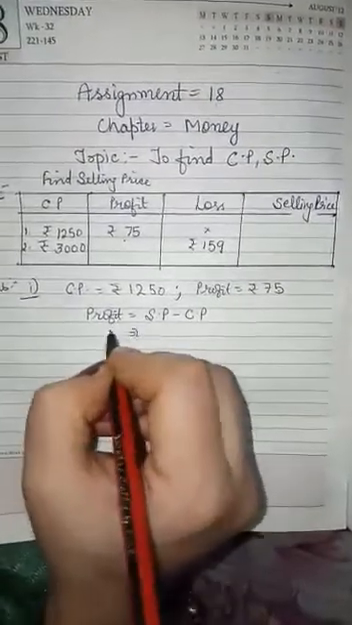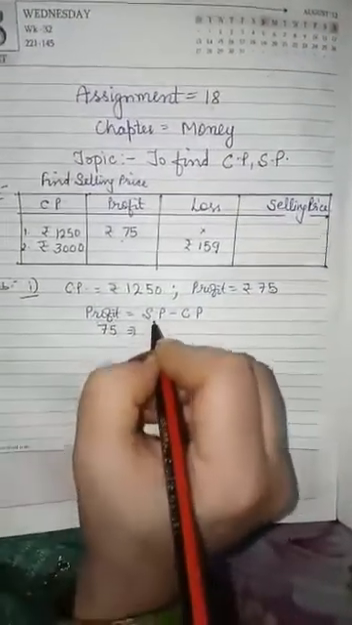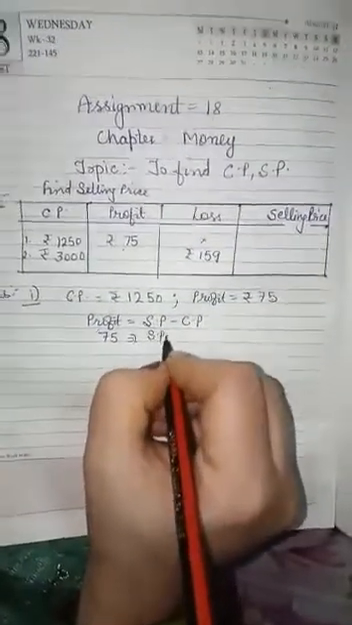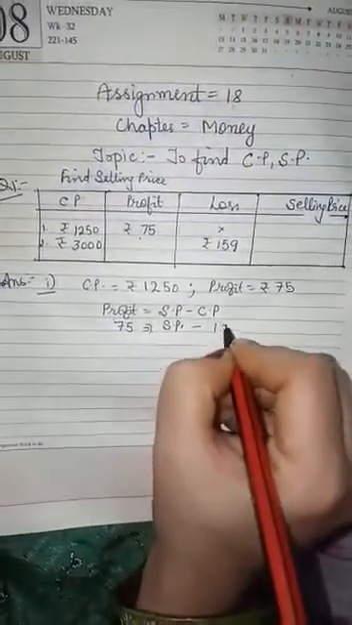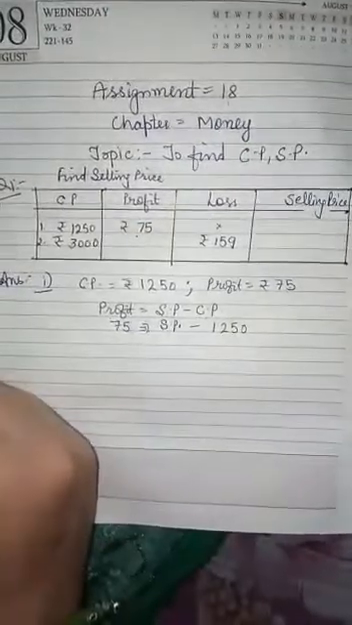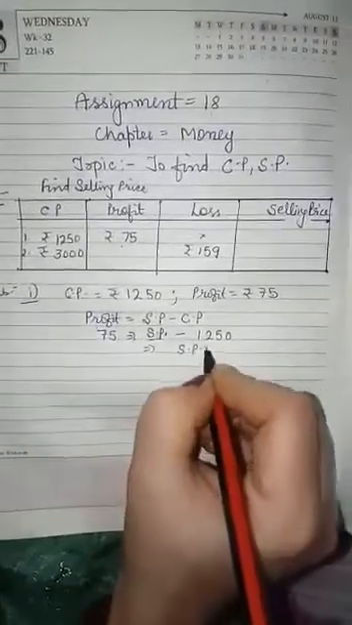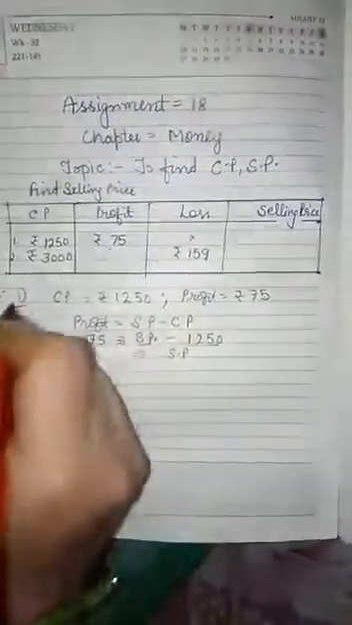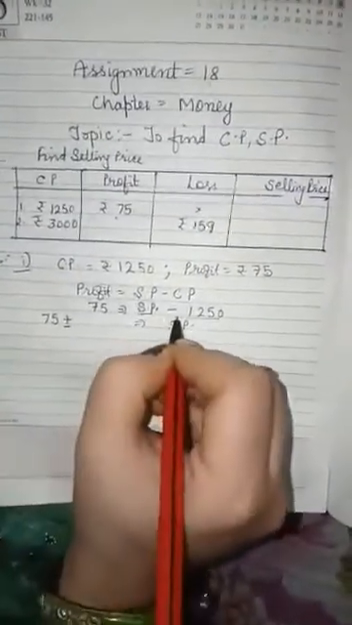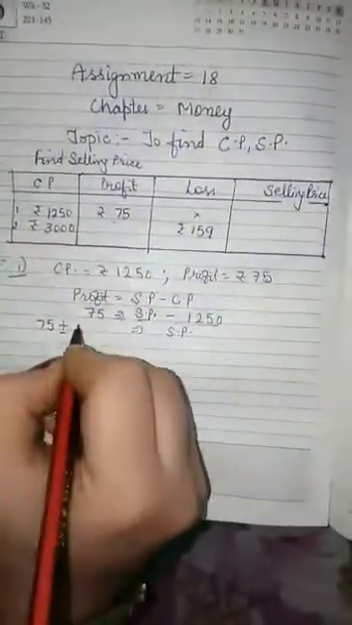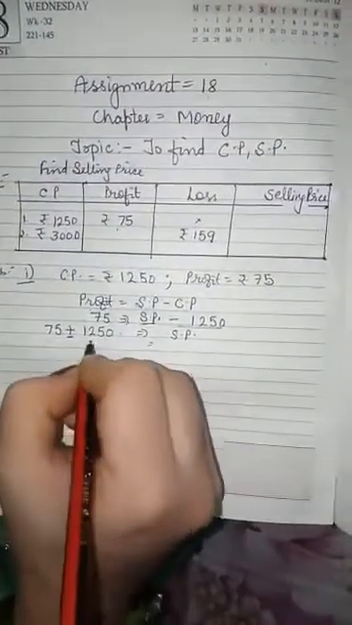Now which values are given to you? Profit is given to you, 75. SP is not given to you. Write SP the same here. And cost price is given to you, that is 1250. Now to find the SP, keep SP here and move this CP to the left side. When it moves to the left side, its sign will be changed. Here the sign is minus, but at the left side it becomes plus. Now for finding the SP, you will add it.